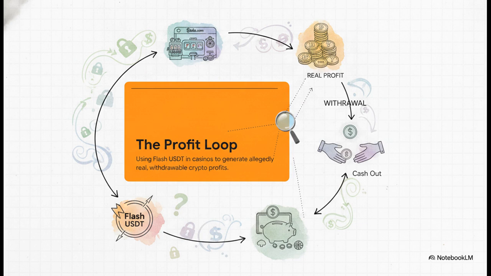So the real kicker here is his claimed use case. We'll call this the profit loop. According to his instructions, you deposit this Flash USDT into a casino like stake.com, you gamble with it, and here is the magic claim: any profit you generate from winning those games suddenly becomes real, legitimate cryptocurrency. From there, you can supposedly withdraw that profit, use it for P2P, and just cash it out. He's essentially pitching a closed-loop system where restricted tokens are laundered through casino gaming to yield real-world profits.